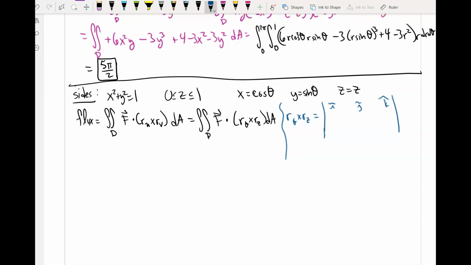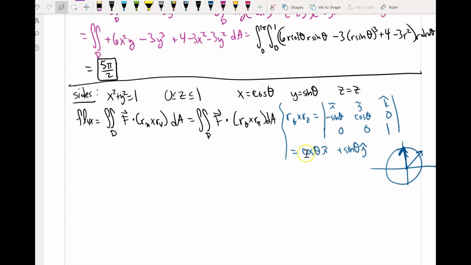r theta is going to be negative sine theta, cosine theta, 0, and r z is 0, 0, 1. The first one gives me cosine theta i hat plus sine theta j hat. Now you have to be very careful, because this must be in the outward direction. You can see that these are going to go outward, since both are positive. If I plug in pi over 2, you can see it's coming out upward. If they were negative, you would have the inward direction. If you ever get an inward vector, you can just multiply it by negative 1.